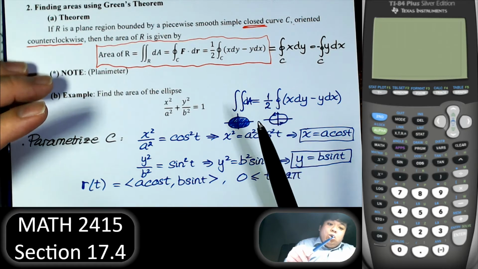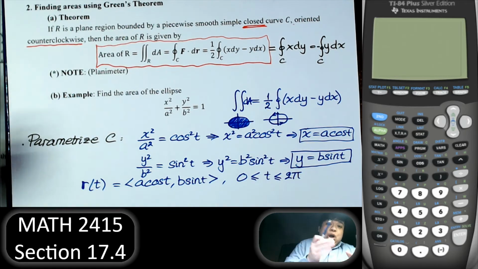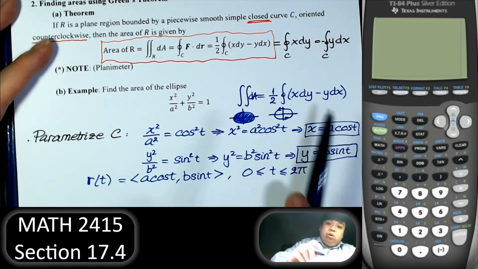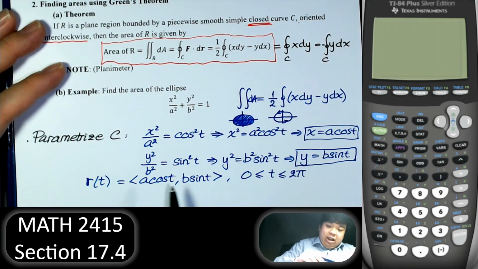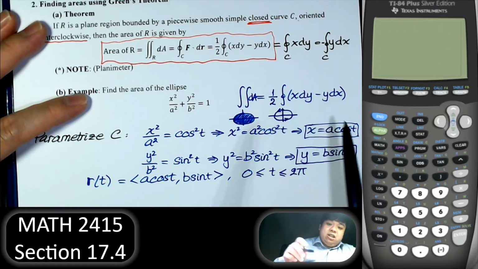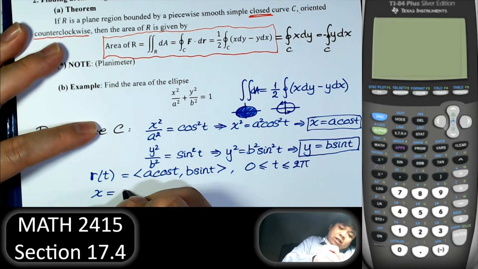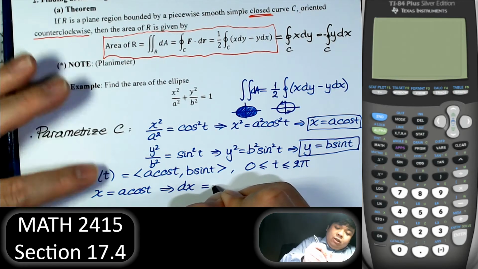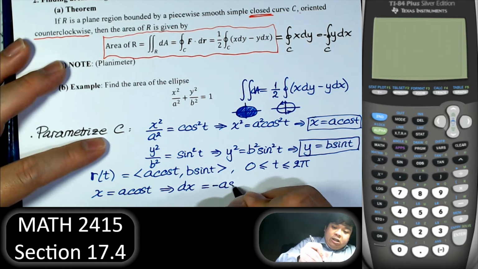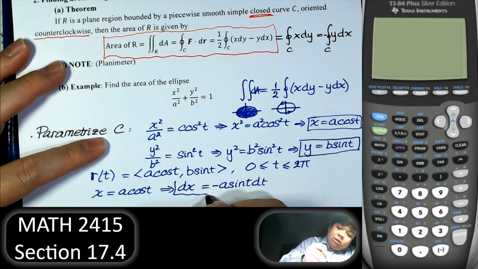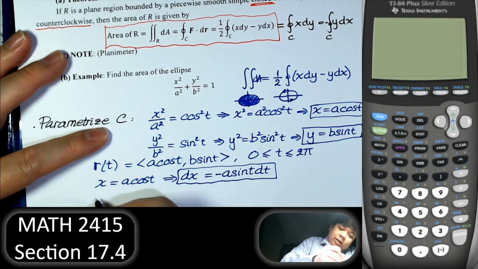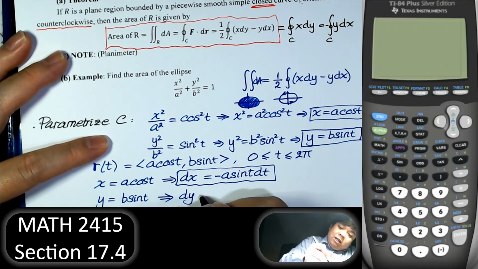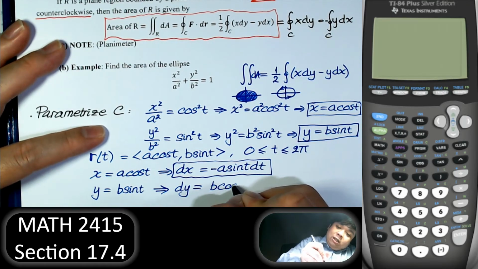Next, usually we will write the vector field F in terms of t, and then dr in terms of t. This one we don't have to. We're just going to calculate. We have x, we have y. We just need to find dx and dy. So x equal to a cosine t. The derivative of x with respect to t, the derivative of cosine is negative sine, so negative a sine t dt. So that is dx. y equal to b sine t. That derivative dy is equal to b cosine t dt.